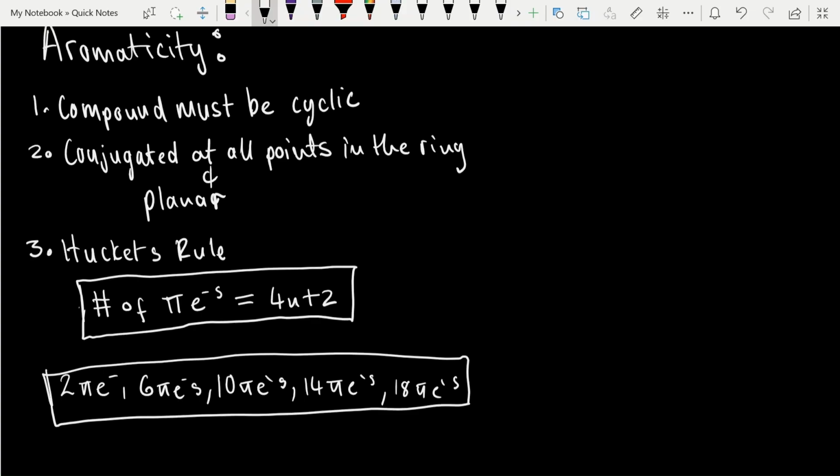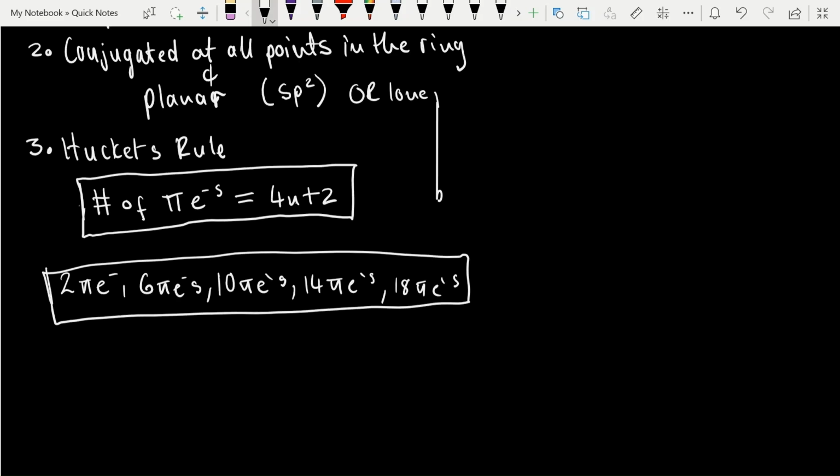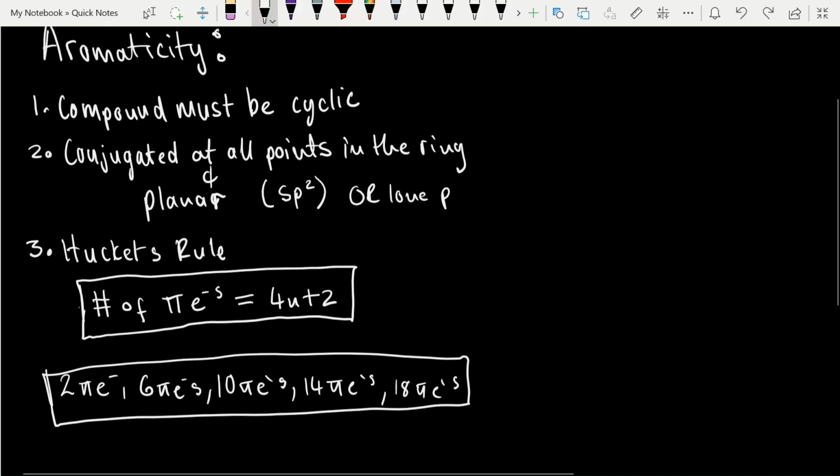What do we mean by the carbon must be conjugated at all points in the ring? We are just saying all the carbons must be sp2 hybridized. We mustn't have an sp3 hybridized carbon. If we don't have this conjugation, then we must have a lone pair in a p orbital. So I'm going to do examples with you, then this would make sense.